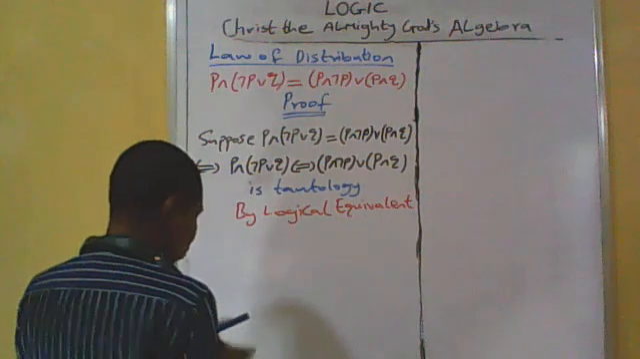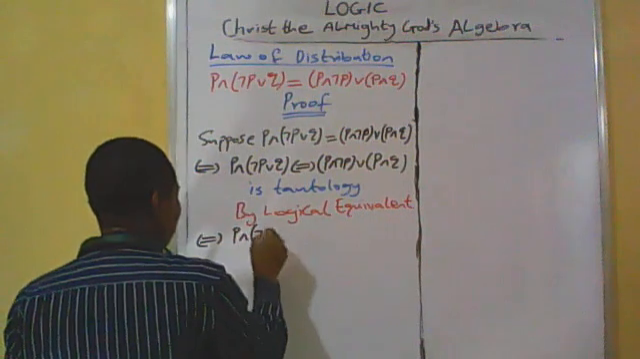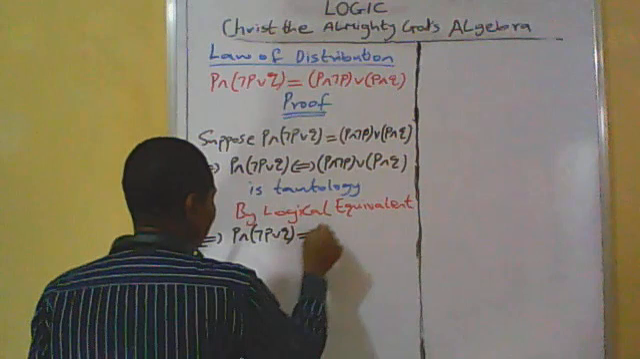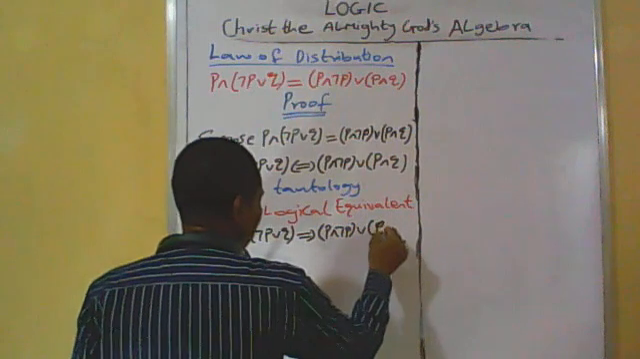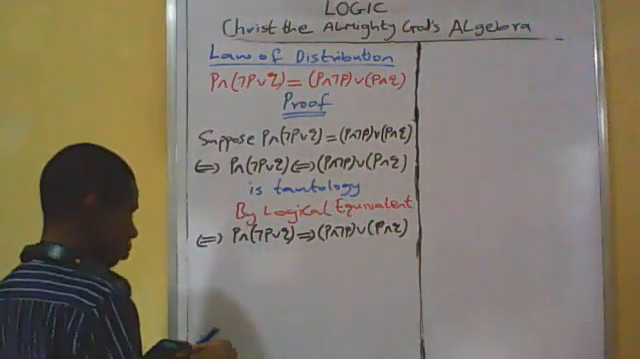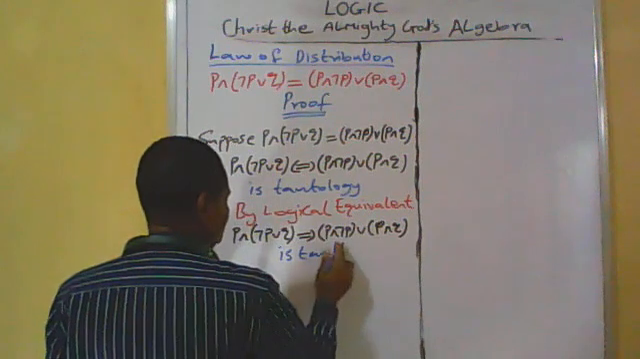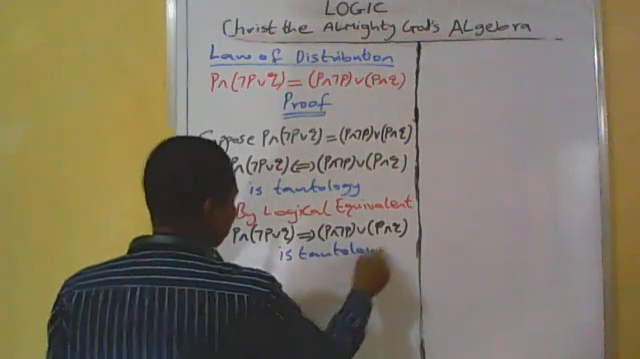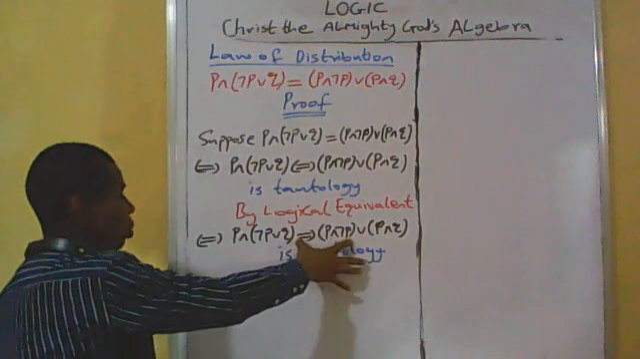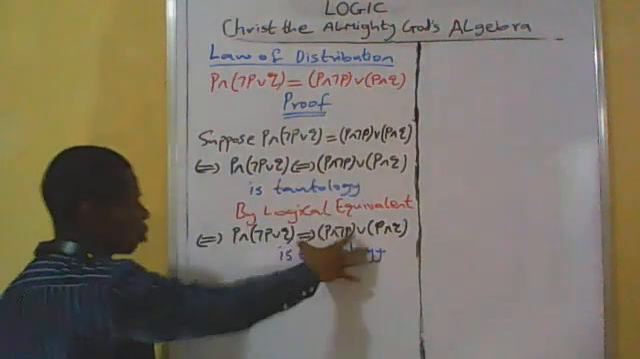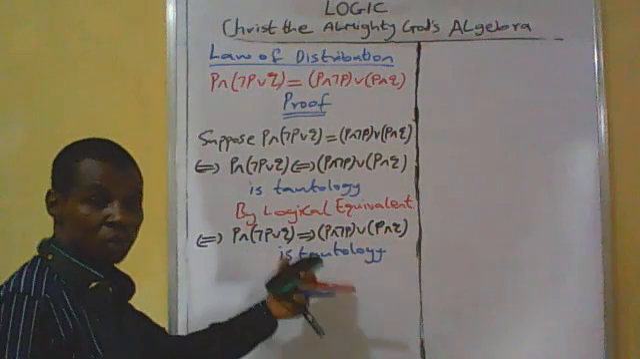So if this is true, this must also be true. If and only if P and bracket not P or Q implies bracket P and not P or bracket P and Q is also a tautology. Now, this biconditional statement has been transformed to a conditional statement, and it still preserves tautology.